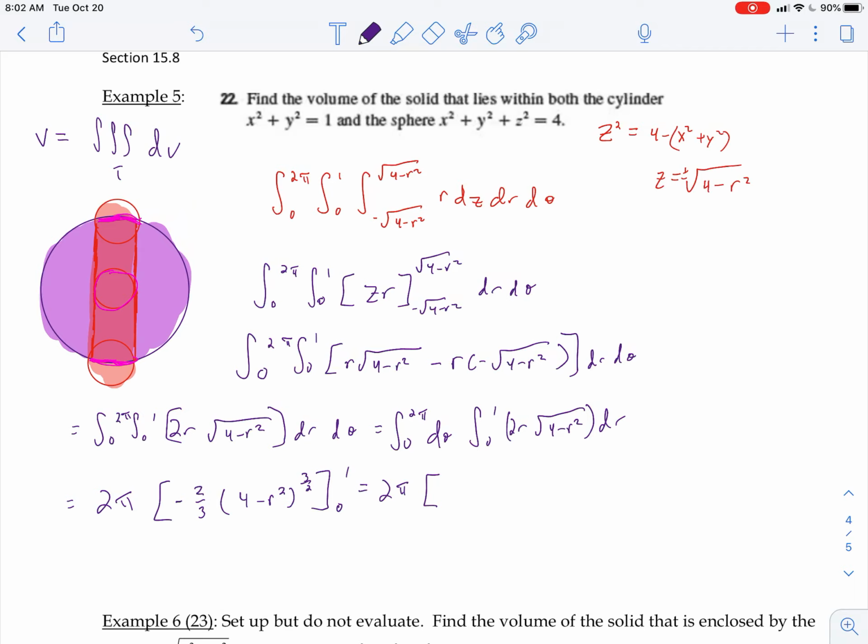2/3. We'll just go ahead and say that's going to be 3 to the 3/2. When I plug in 0, I'm going to get 4 to the 3/2 times negative 2/3. So 4 pi over 3. Make sure all the math is correct in my head.